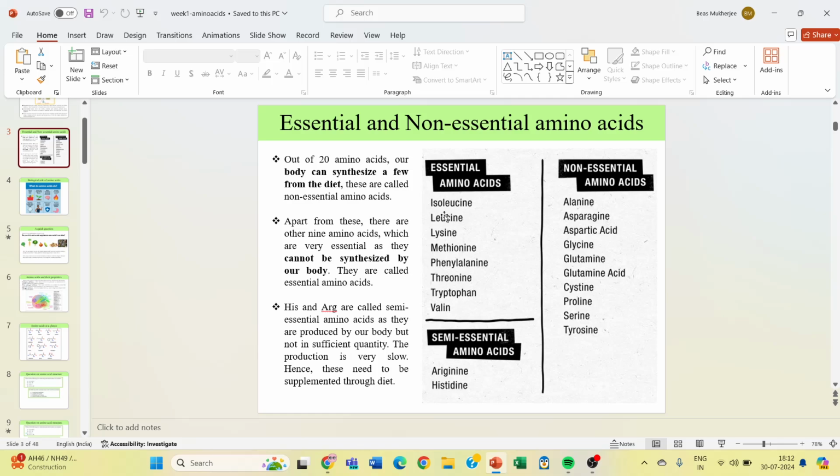Essential amino acids are, for example, isoleucine, leucine, lysine. These are all essential amino acids because they need to be introduced into our body through our diet. Non-essential amino acids can be made through different metabolic processes. Our body can actually synthesize them. There are 2 amino acids which are semi-essential. That means that they are produced by our body but not in sufficient quantities. So arginine and histidine are semi-essential, and therefore a portion of these needs to be provided through our diet as well.